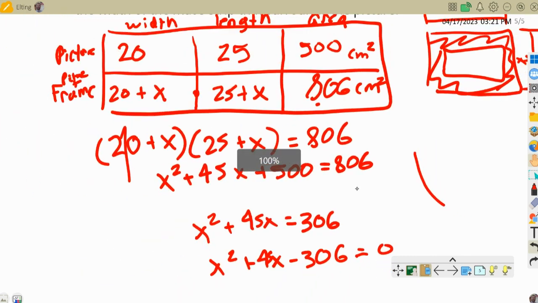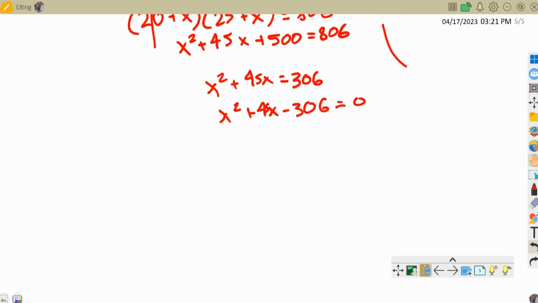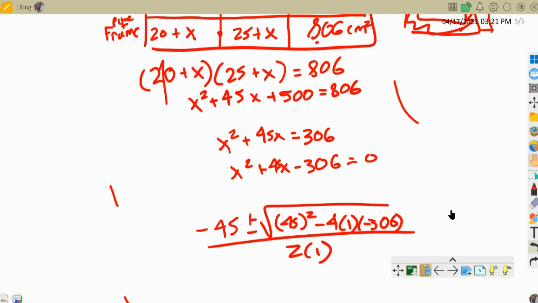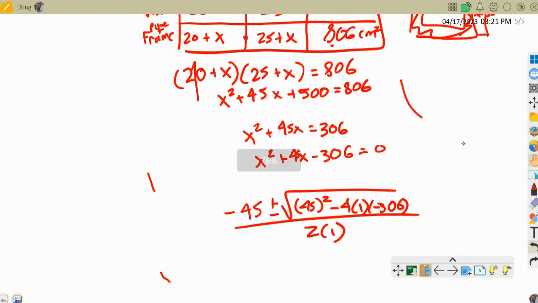So what I would probably do for this is bust this out in the quadratic formula, or I complete the square. And just to show you what that might look like is negative 45 plus or minus the square root of 45 squared minus 4 times 1 times negative 306 all over 2a. And I don't have a calculator handy, but that is going to be some kind of nasty answer. And that will give me the dimensions of my, in your case, pool, but in my case, a picture frame. That is a truly nasty problem.